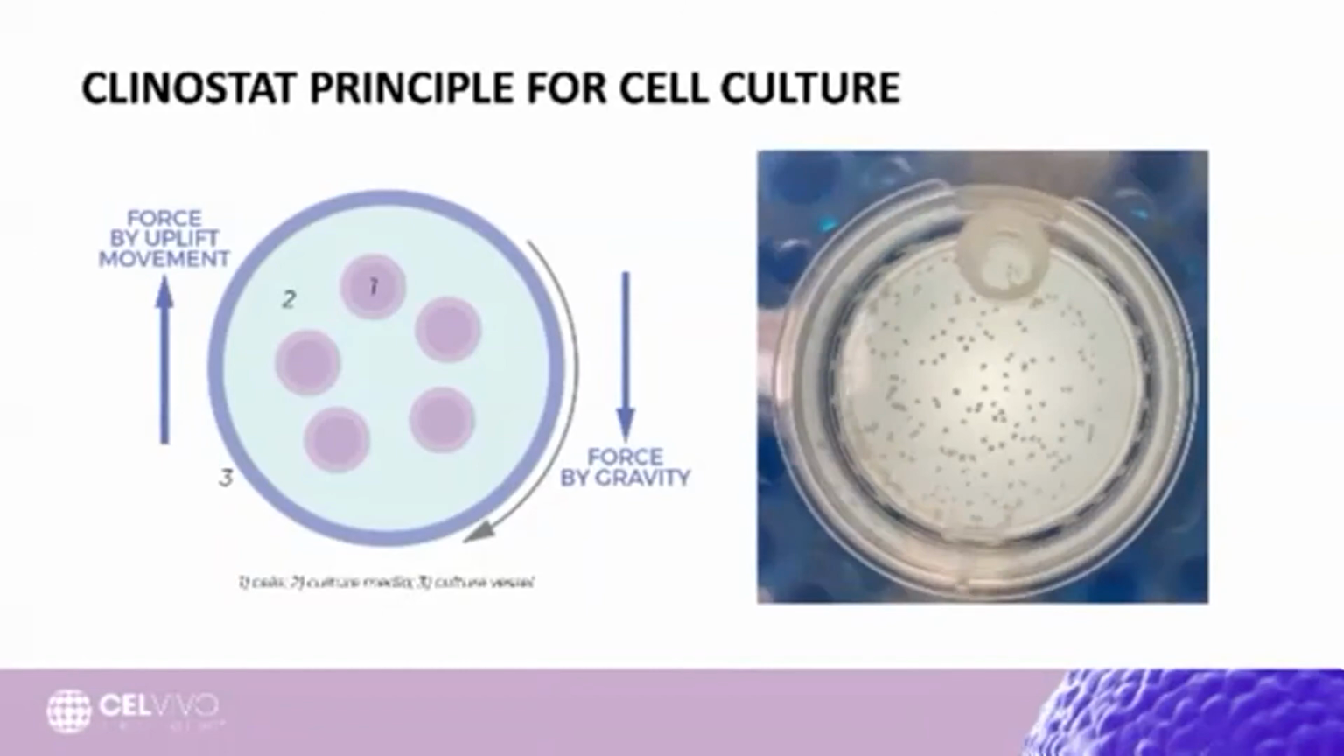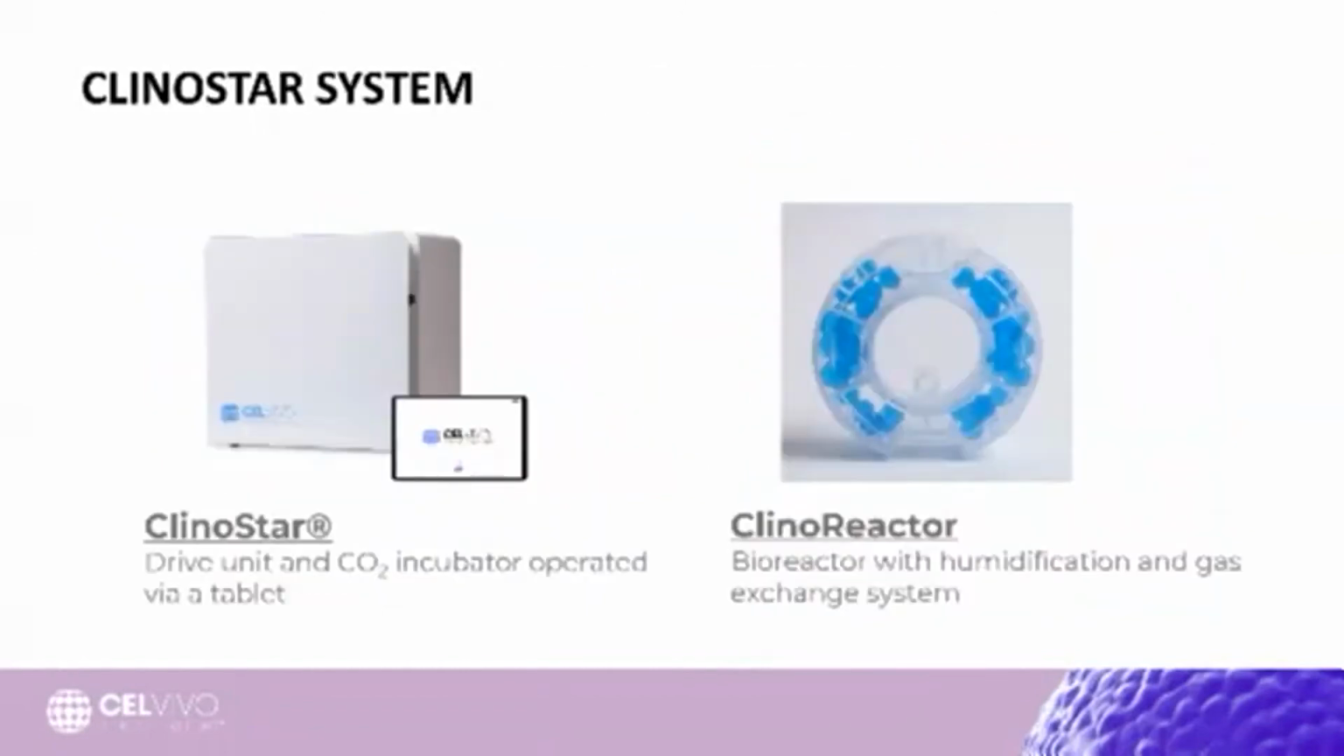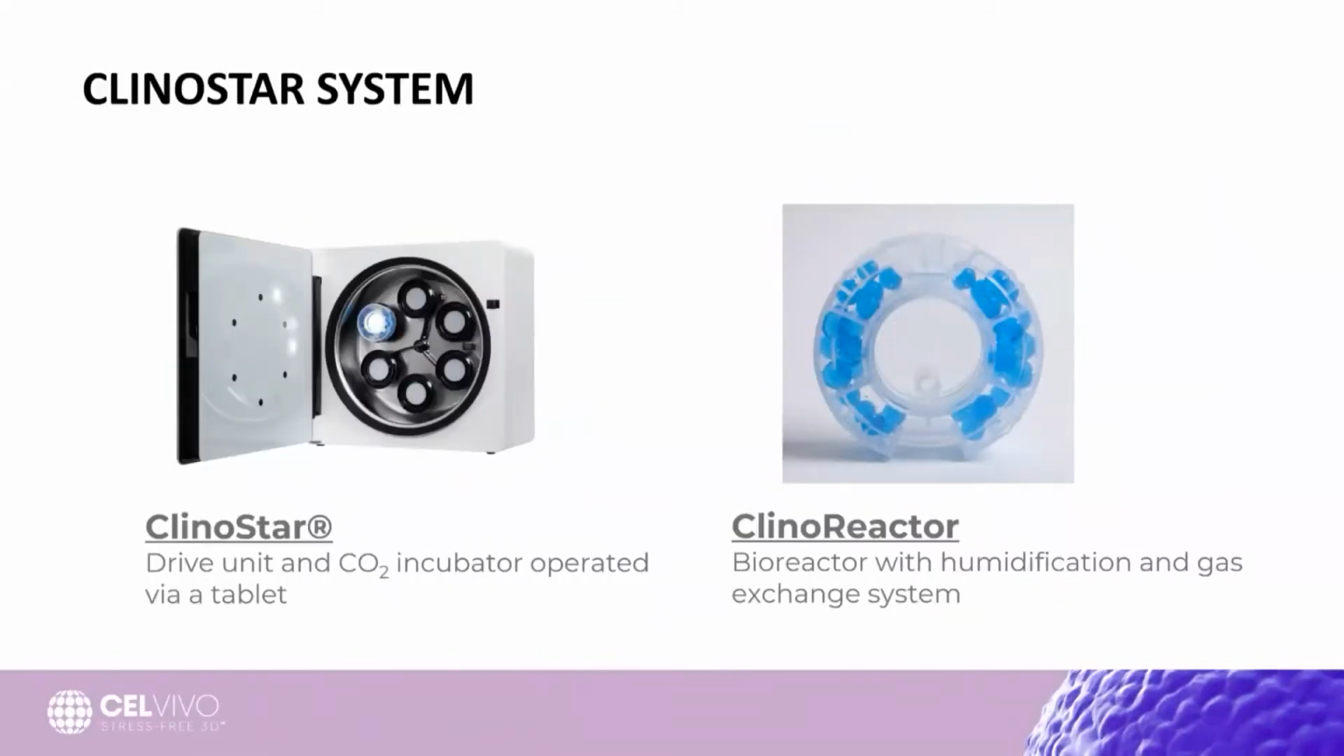We have used this clinostat principle in the CLINOSTAR system. The CLINOSTAR system is a CO2 incubator, which is controlled by this tablet unit. Inside, you have 6 axles where you can place the bioreactors. These axles are individually controlled, so you can have 6 experiments at once. In the door, you see 6 black windows. They are cameras, so you can monitor your culture as it grows without having to disturb the environment.